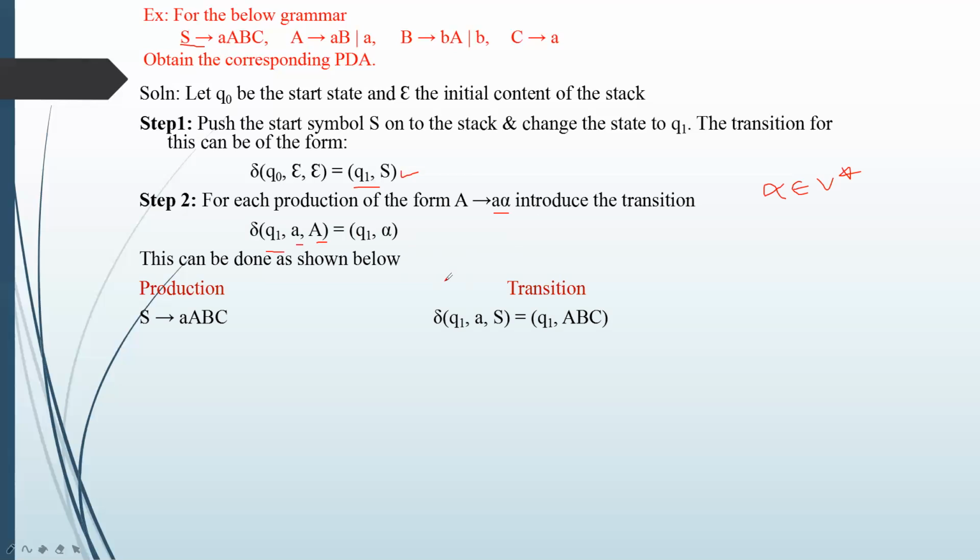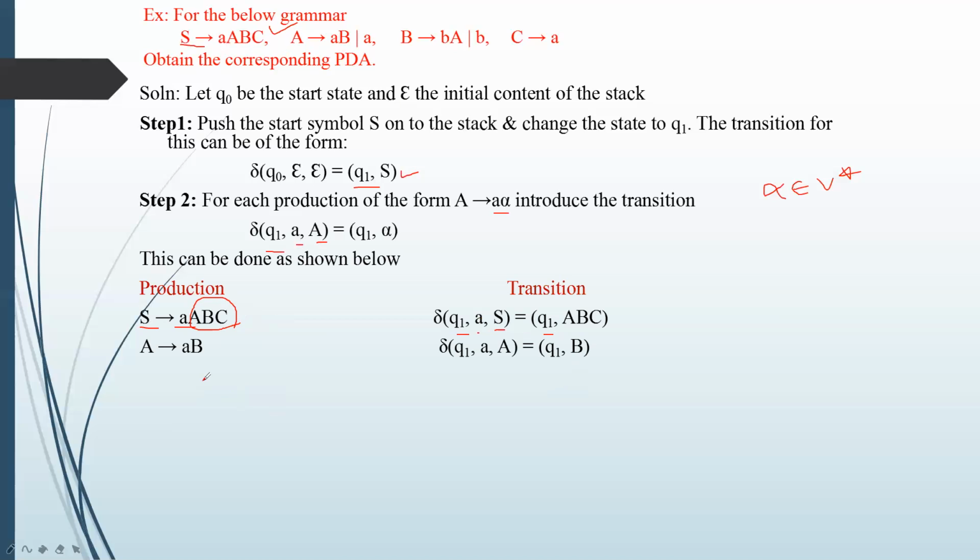Say for example, consider this one. Take the first production, S produces aSBC. In which state are you? You are in the state Q1. Input is a, and S is on top of the stack, in the state Q1 itself. Replace this α, this is our α. So δ(Q1, a, S) = (Q1, SBC).